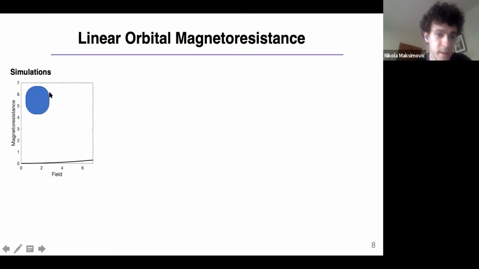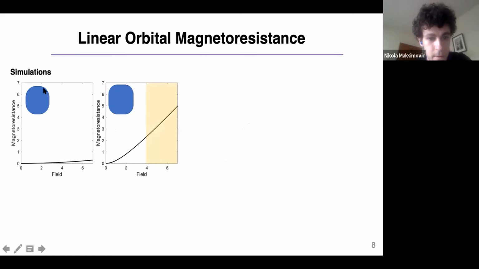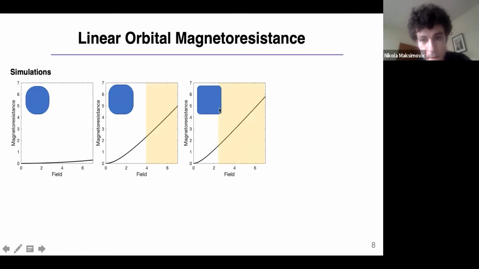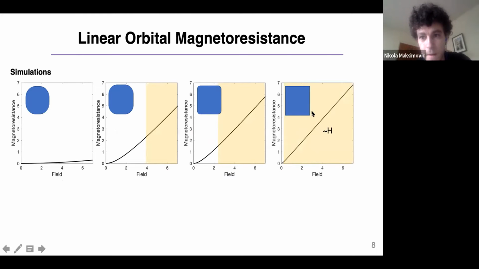Okay, but we can make a simple change to this model. Here I'm showing simulations of the magnetoresistance of this Fermi surface. Let's say it's 2D. And what I'm going to do is increase the curvature. So you make these points more and more cuspy, up until the point that it's completely a square. And if it's a square, then the magnetoresistance is linear down to zero field.